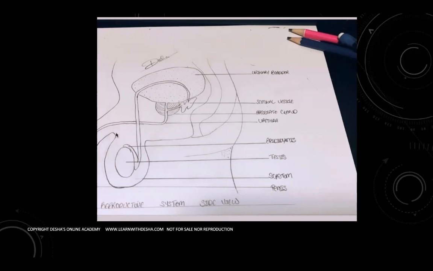Over here, we have the penis, which is the organ that enables sexual intercourse. It is the organ that is going to release sperm in the vagina during that process. We have here the seminal vesicles, and also the prostate gland. These are some major parts of the male reproductive system that you must know for your examination.